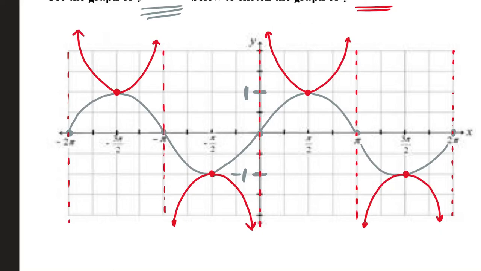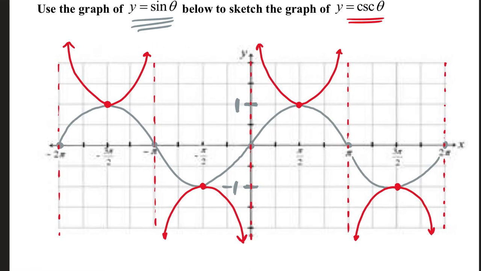Use the graph of y equals sine theta below to sketch the graph of y equals cosecant theta. We know from previous experience that these two are reciprocal functions of one another. For example, if sine is 1/2, then cosecant is 2 over 1, or 2. The reciprocal property also helps us to graph.